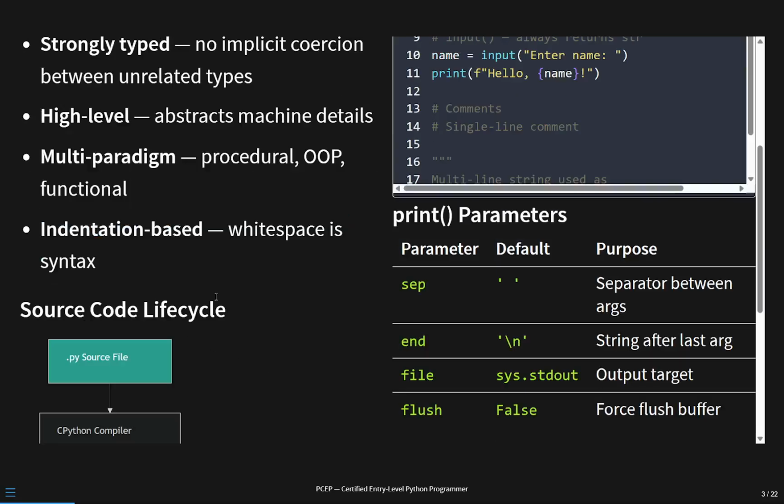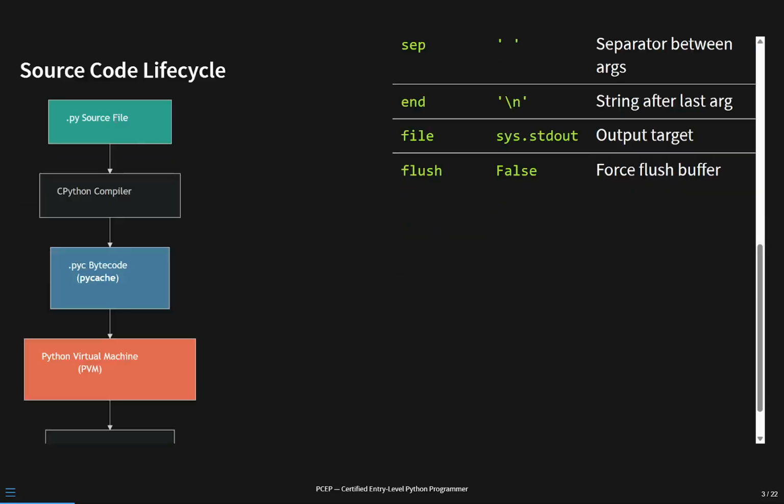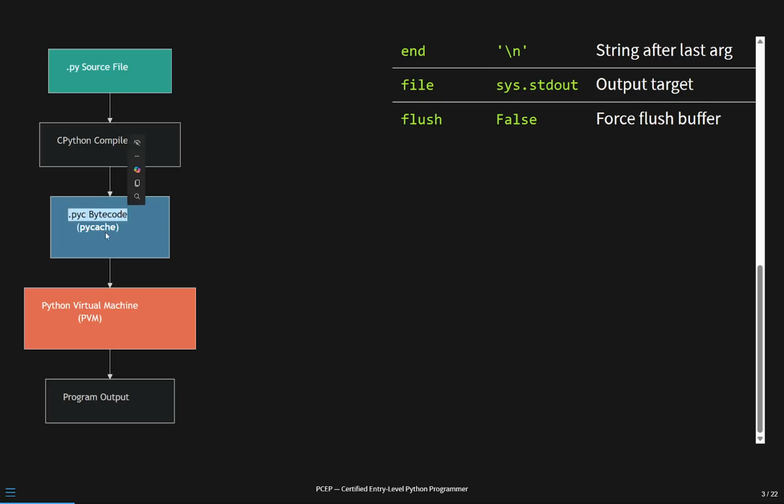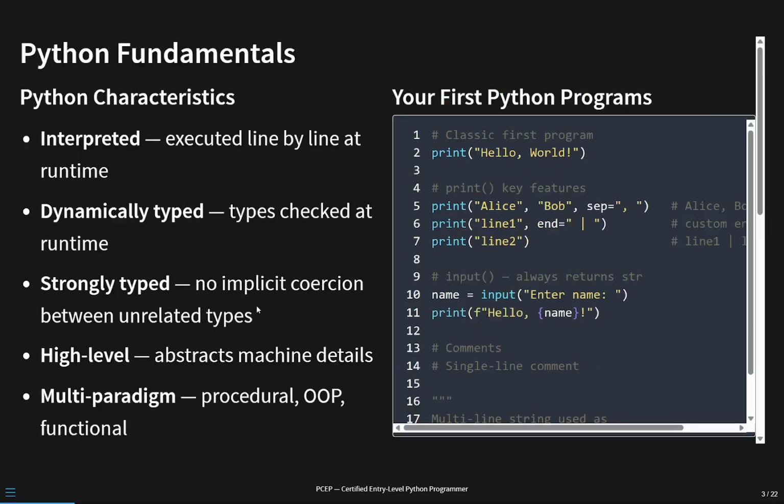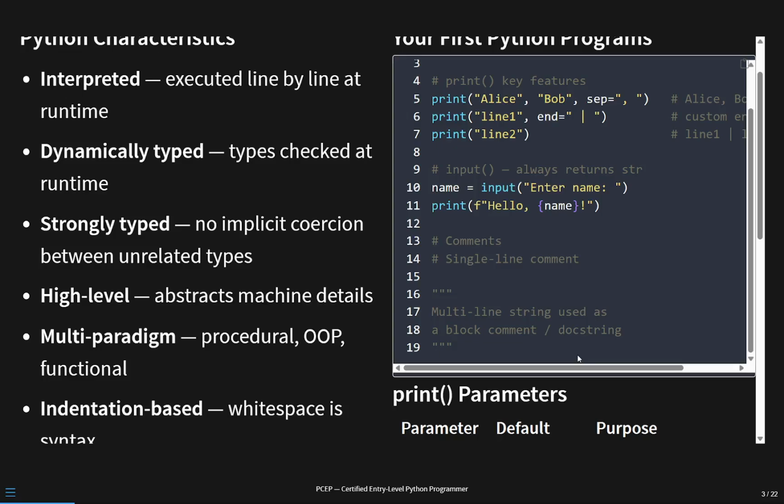In Python, whitespace is not formatting. Whitespace is the syntax. The source code lifecycle diagram shows what happens when you run a .py file. The CPython interpreter compiles your source to bytecode, stored in .pyc files, inside the __pycache__ directory. That bytecode is then executed by the Python virtual machine, the PVM. You never interact with any of this directly. It all happens automatically. But understanding it explains why Python is slower than compiled languages, and why importing a module the second time is faster. The bytecode is cached.